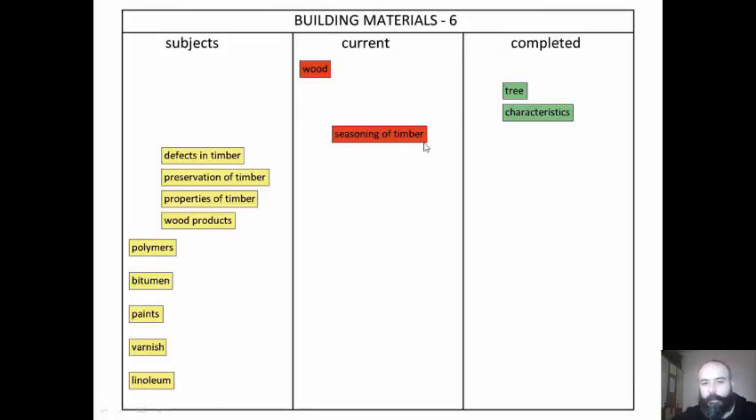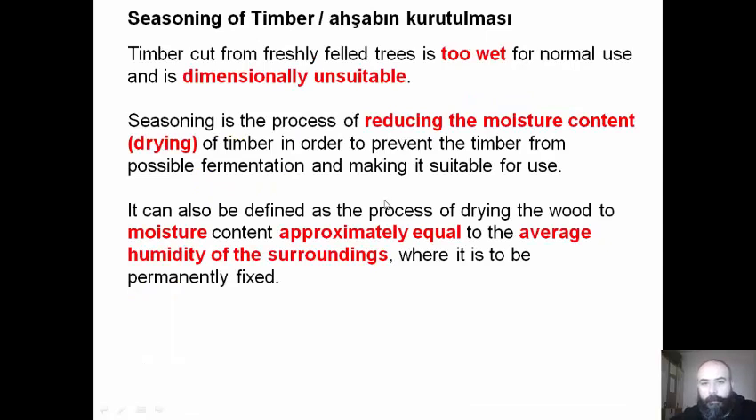Let's look at the seasoning of timber. Timber cut from a freshly felled tree is too wet for normal use and is dimensionally unstable. Seasoning is the process of reducing the moisture content, drying, of timber in order to prevent the timber from possible fermentation and making it suitable for use. It can also be defined as the process of drying the wood to a moisture content approximately equal to the average humidity of the surroundings where it is to be permanently fixed.